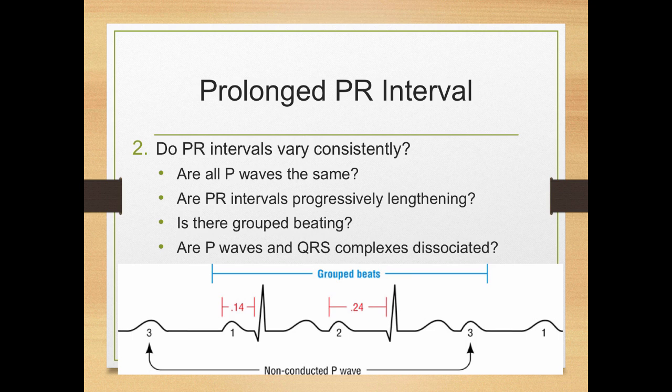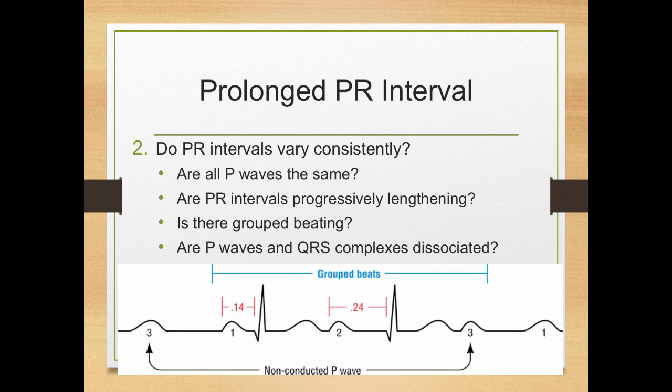But if our PR intervals are varying between QRS complexes, so the PR interval is just different with each QRS complex, maybe it's not so consistent, we're looking at the P waves. Are they all looking the same? So they're all coming from the same focus. We're wondering, are those PR intervals progressively lengthening? Are they getting a little longer, a little longer, a little longer with each successive QRS complex? And then maybe we drop a beat. So that tells us there's another AV block going on. Are there grouped beatings? Tells us maybe there's another AV block going on.